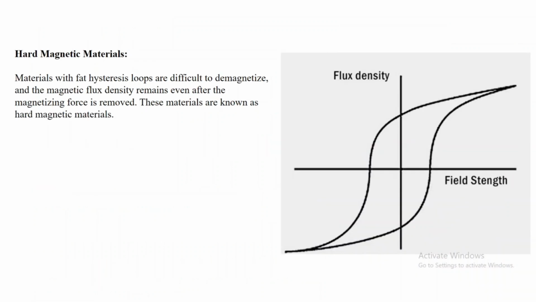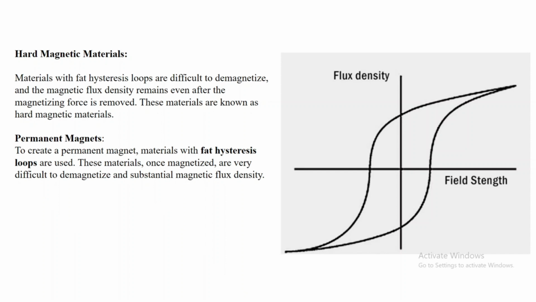Now we have the hard magnetic material. Hard magnetic materials have a fat magnetic hysteresis loop. It means their retentivity and coercivity will be more. If we remove the external magnetic field, that material will retain its magnetism for a long time. The permanent magnets we use in our daily life have this fat magnetic hysteresis loop.